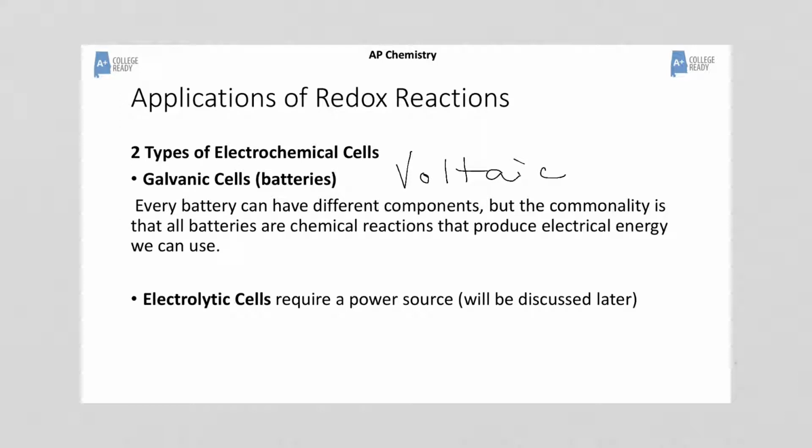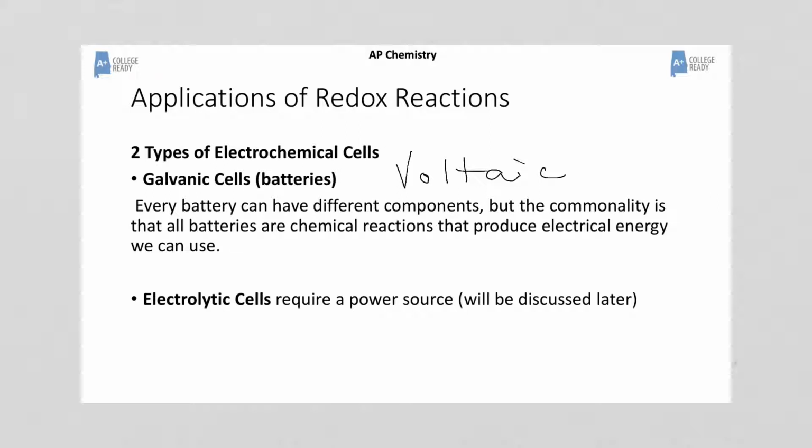And batteries are made of different components depending on the type of battery. Like your car battery is considered a wet cell battery, very different from dry cell batteries like AA, AAA, those kind of things. But no matter what their components are, they all have in common that they're chemical reactions that produce electrical energy we're using to do some work for us.